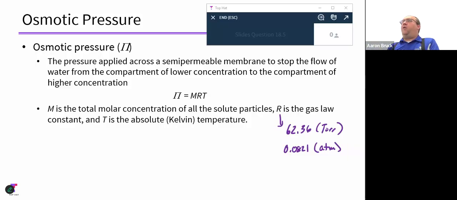It would be a very odd, rare circumstance that we would use something like 8.314 in this context, because I believe that one goes to kilopascals or something along those lines, which we almost never use in chemistry.